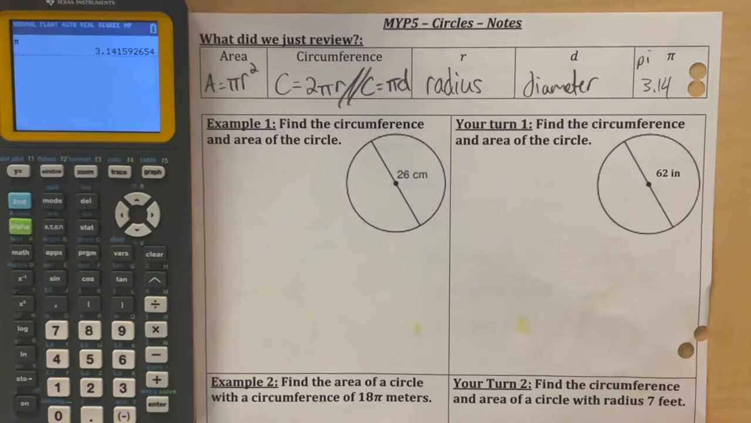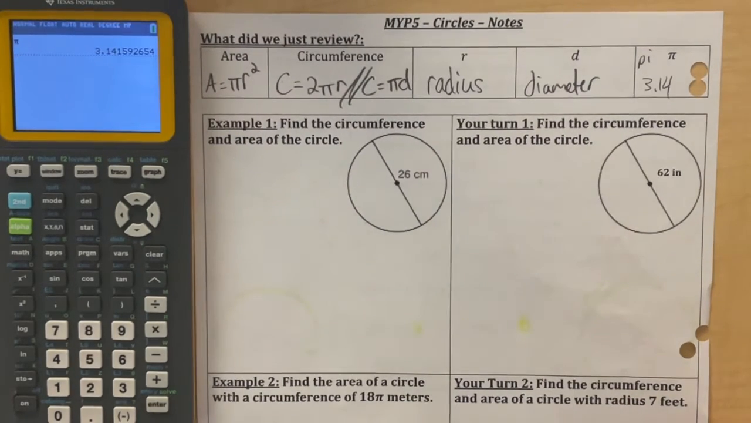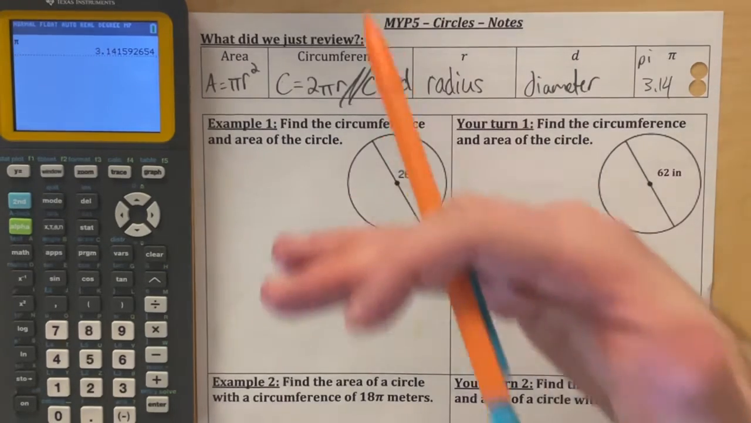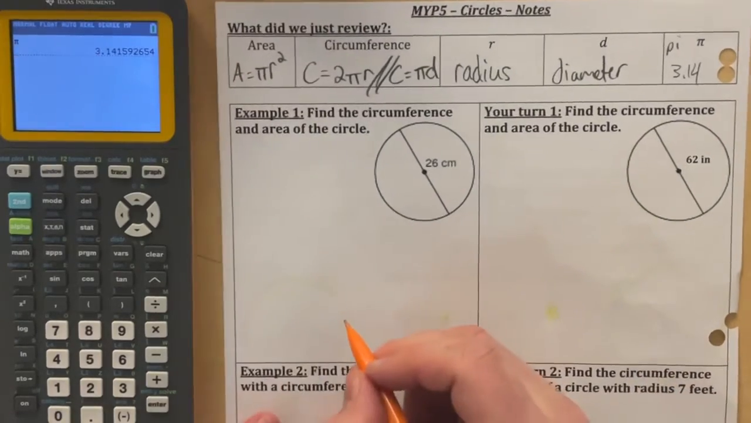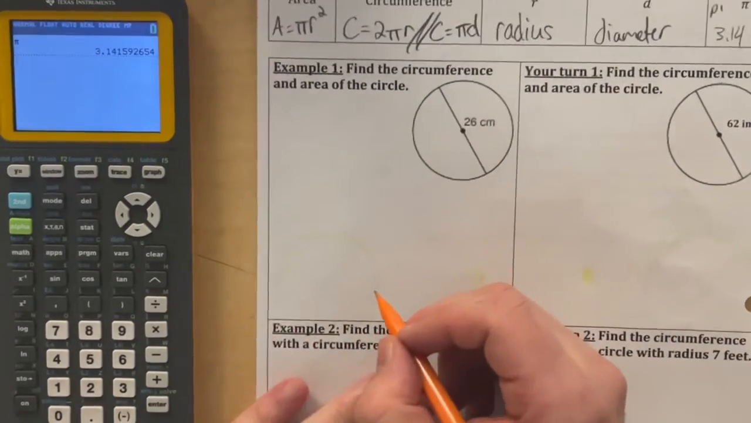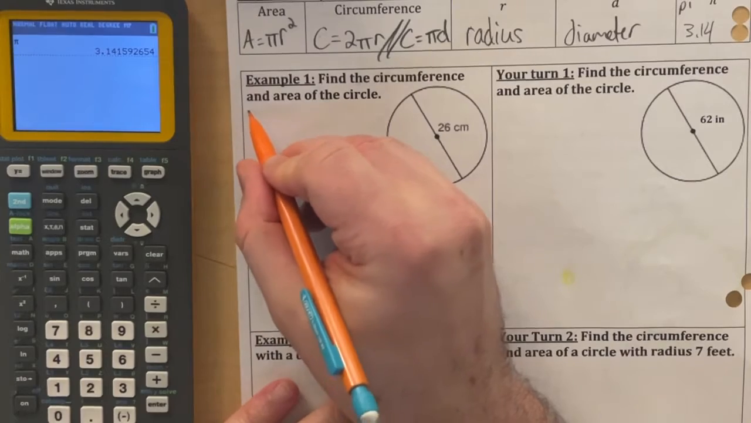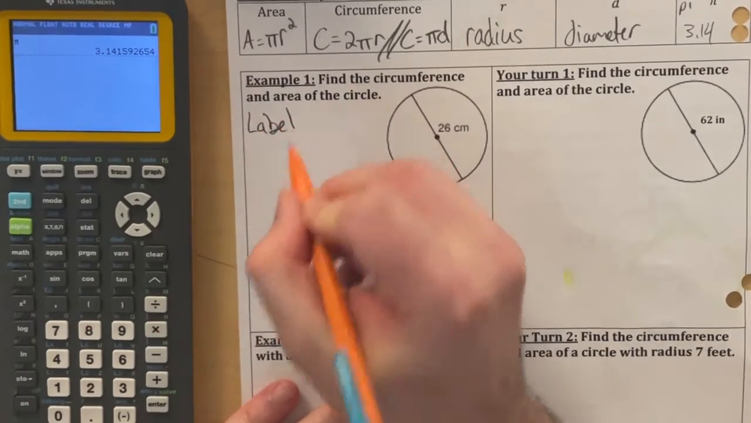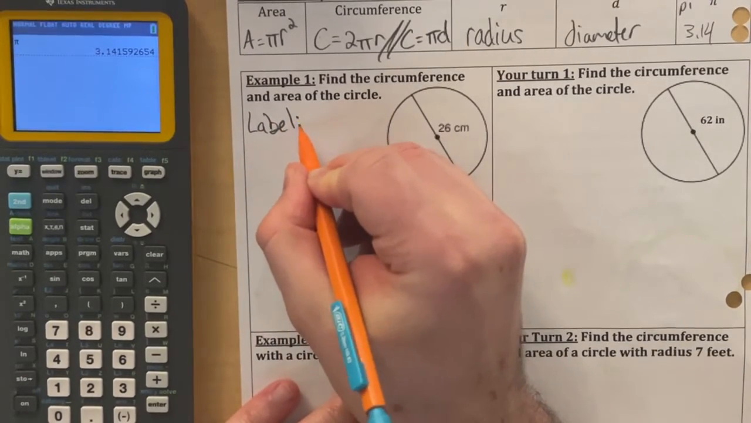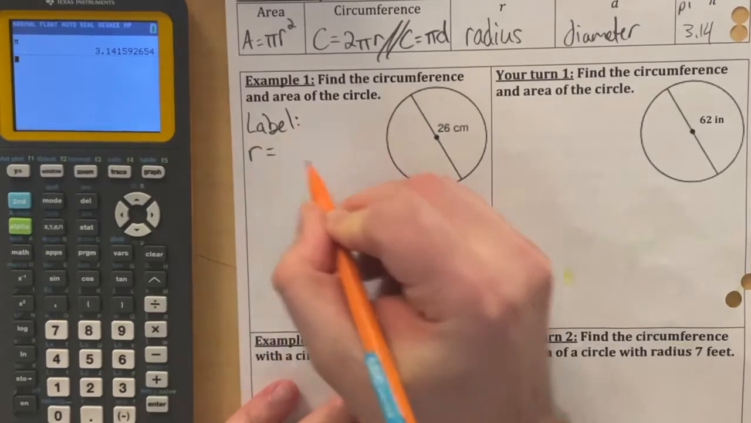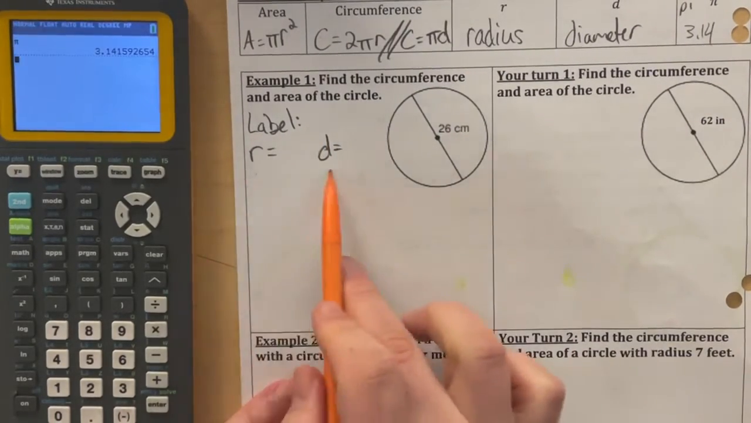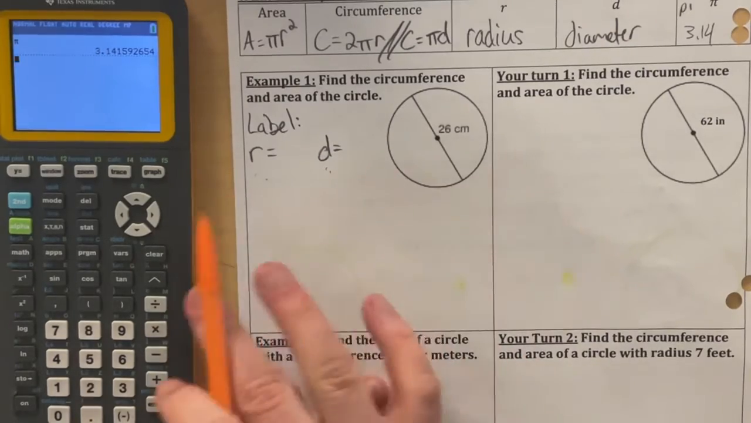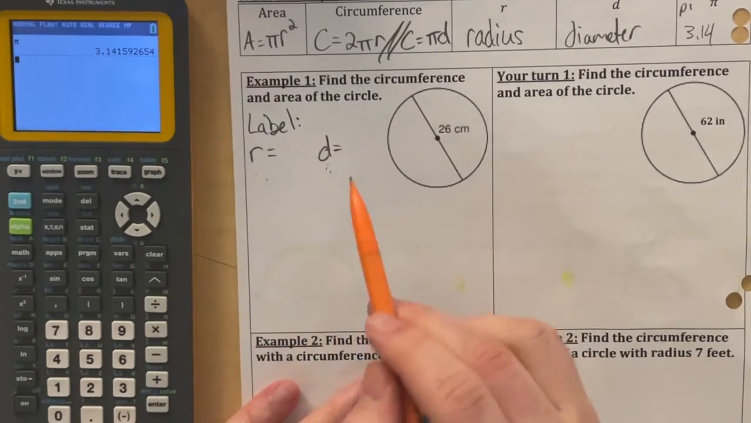So in example number 1, it says find the circumference and the area of the circle. So a couple steps that we're going to do. Again, I like to kind of have it broken apart one step at a time. So the first step is going to be this. I want to first label my radius and my diameter. So that way I know, okay, again, notice how these are two different things. They are kind of connected, but you want to make sure they're two different values.